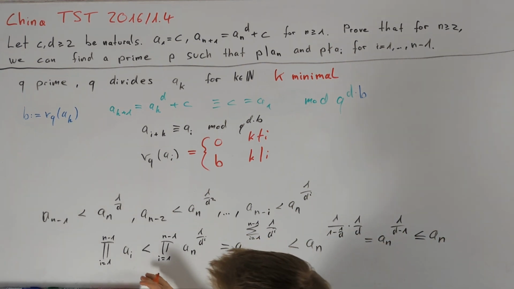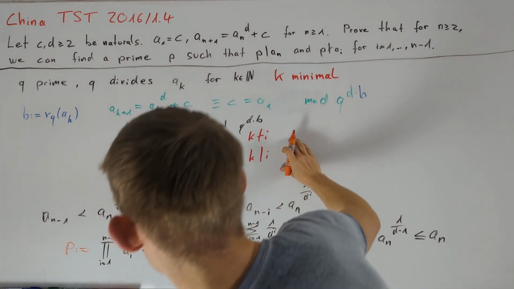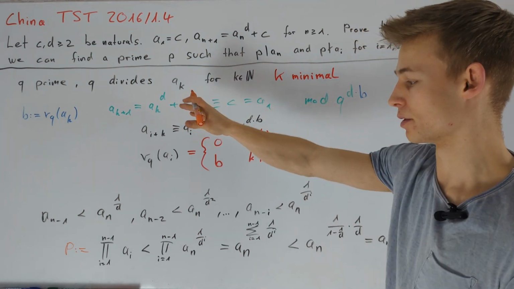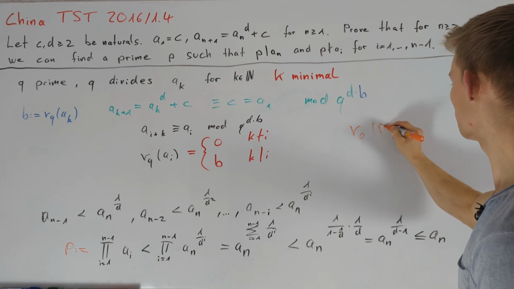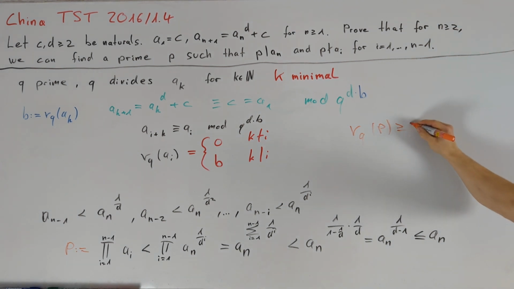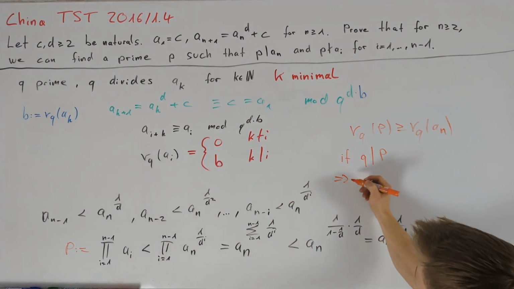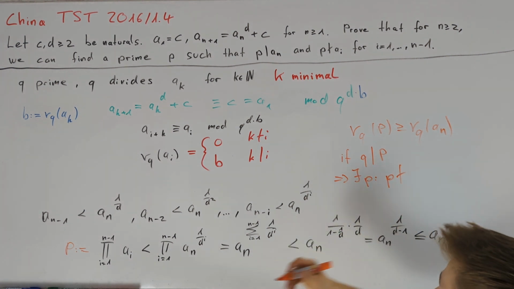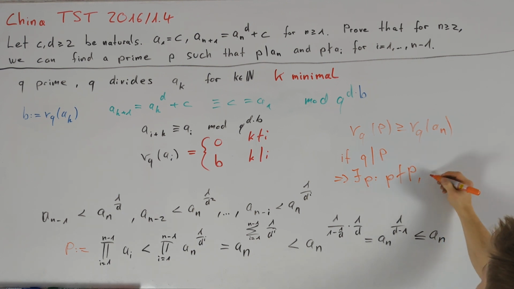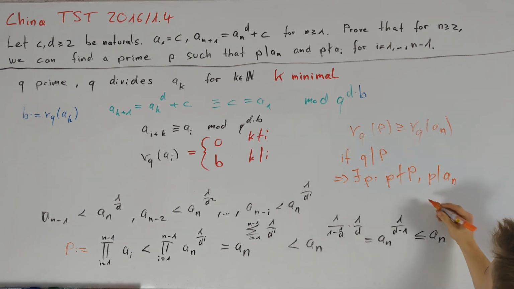If we denote our product on the left-hand side by P, then we know by this argument here that if a prime number q divides one of these elements here, then mu_q of P is greater than or equal to mu_q of a_n. Together with this inequality here, we get that we have to find a prime number p such that p does not divide our left-hand side, capital P, but p has to divide a_n, and this is exactly what we wanted to prove, and therefore we are done.